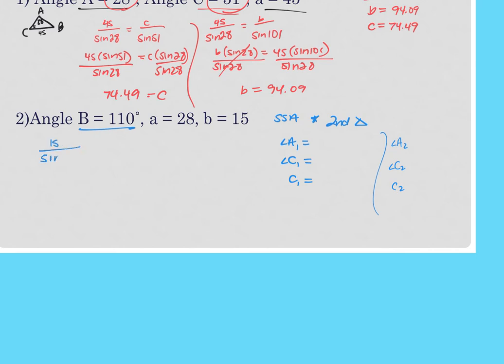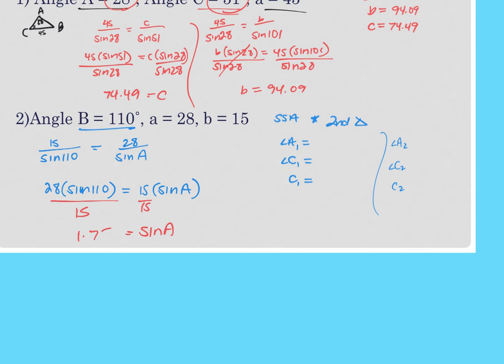15 over the sine of 110 equals A, which is 28, over the sine of A. Cross multiply. 28 times the sine of 110 equals 15 times the sine of A. And then I divide both sides by 15. 28 sine of 110 divided by 15, and I end up with the sine of angle A being 1.75. Remember, sine can't be 1 or bigger than 1. So if you catch it already, I know this is no solution.